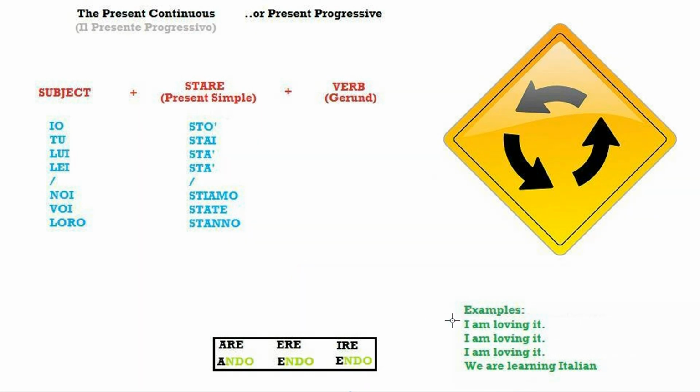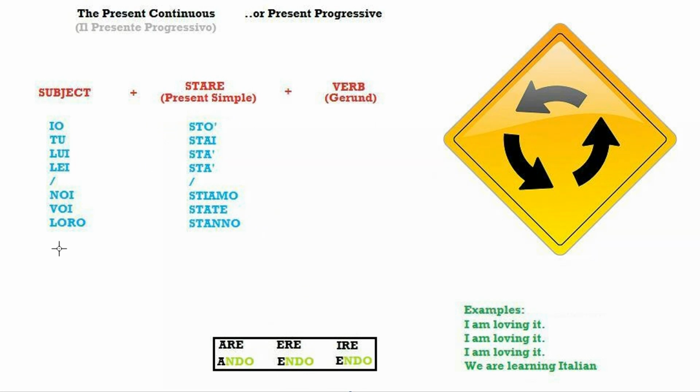You don't say I am loving it in Italian. Translating literally, you would say I stay loving it, or we stay learning Italian. I know it doesn't make sense, but this is how you say it in Italian. I stay something. Now, this is the conjugation of the verb to stay, which is irregular, unfortunately, so you'll have to learn it off by heart. And, of course, there are many patterns that you can relate it to, but this is the conjugation.